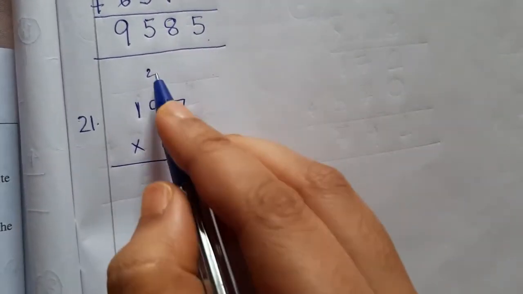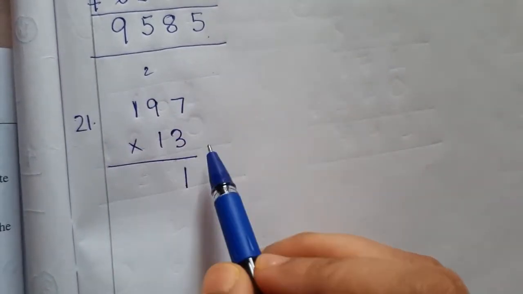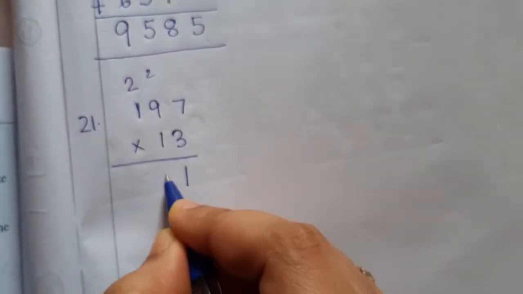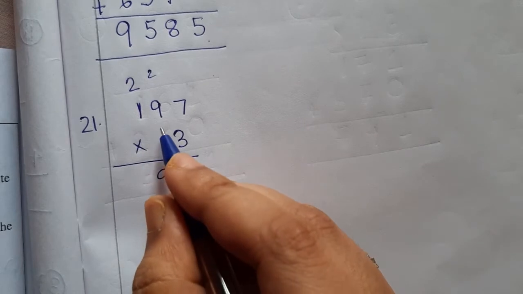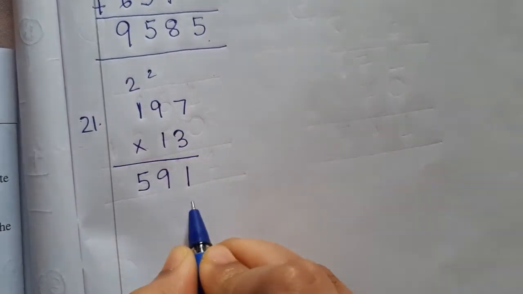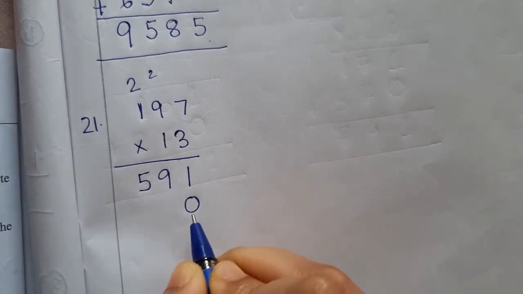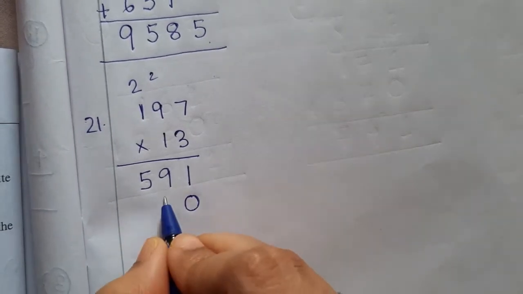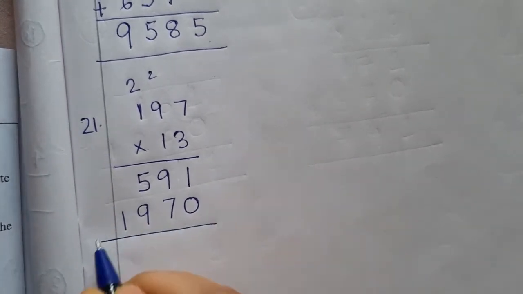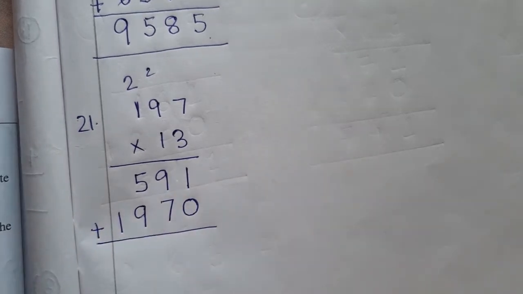7 threes are 21. We are carrying forward this 2. 9 threes are 27, 28, 29. 29. 3 ones are 3 plus 2, 5. 0. Second step 0. 1 sevens are 7, 1 nines are 9 and 1 ones are 1. Now we will do addition.